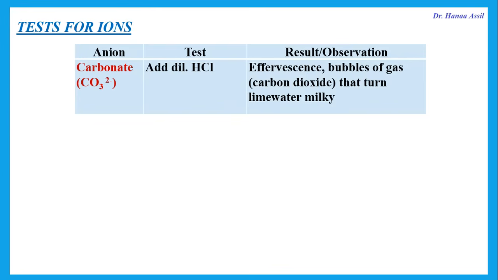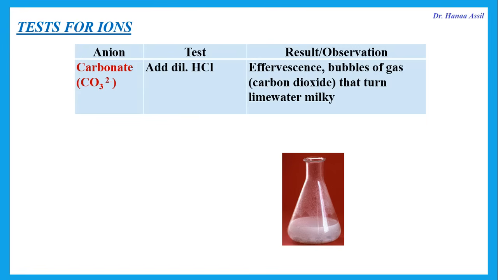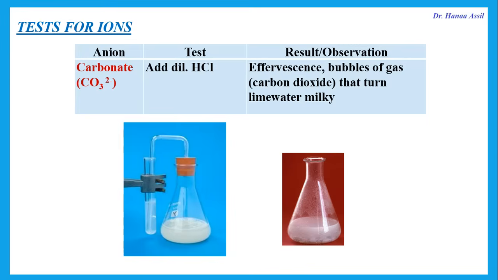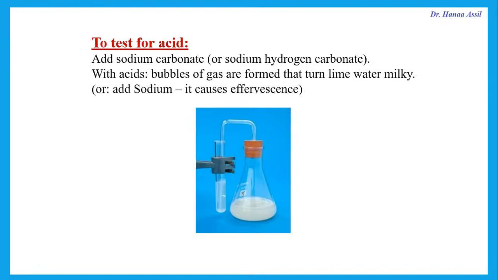Tests for ions. You should be familiar with this. We've done this in several syllabuses before. So carbonate, how do I know if something is a carbonate? I add an acid. If I add an acid to a carbonate, we get effervescence or bubbles of gas. Now, how do we test the gas? The gas should be carbon dioxide, so it should turn lime water milky. And we can use this to test for acid also. So if I add sodium carbonate to something and we get bubbles of gas that turn lime water milky, that means that something was an acid.